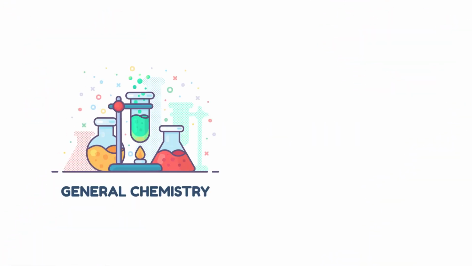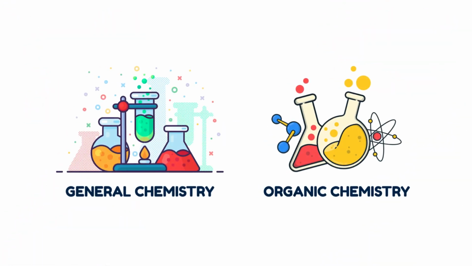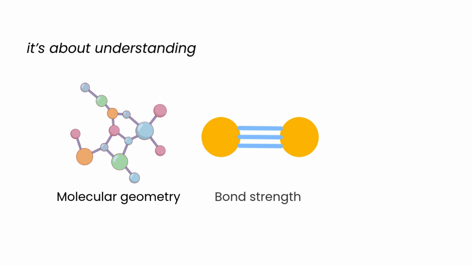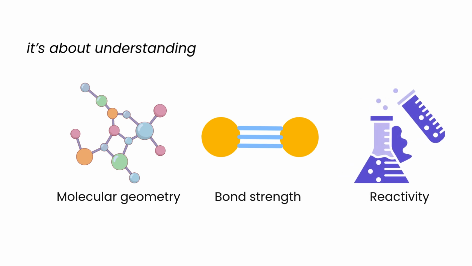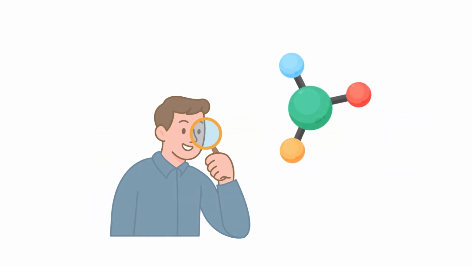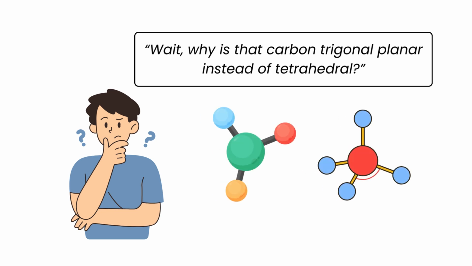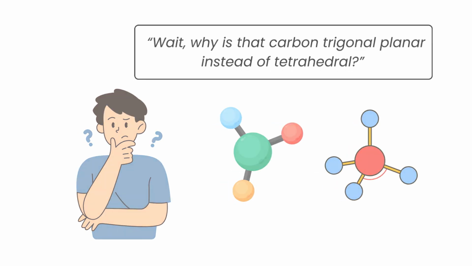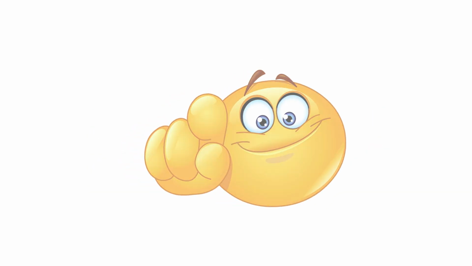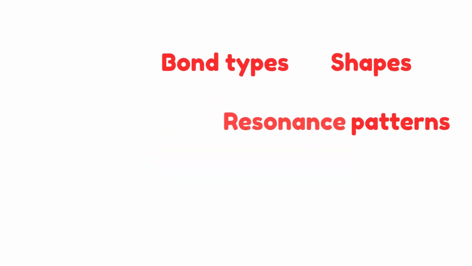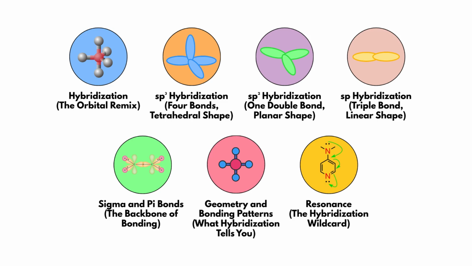Hybridization is one of those general chemistry and organic chemistry crossover topics that the MCAT loves. It's not just about naming orbitals, it's about understanding how molecular geometry, bond strength, and reactivity all tie together. If you've ever looked at a molecule and thought, wait, why is that carbon trigonal planar instead of tetrahedral? Hybridization explains it all. Once you master this concept, predicting bond types, shapes, and resonance patterns becomes second nature.